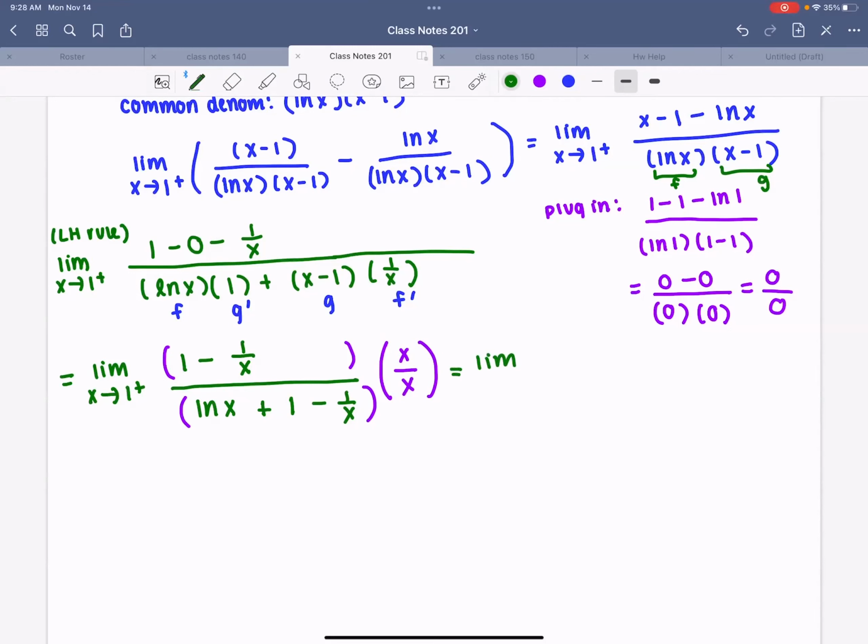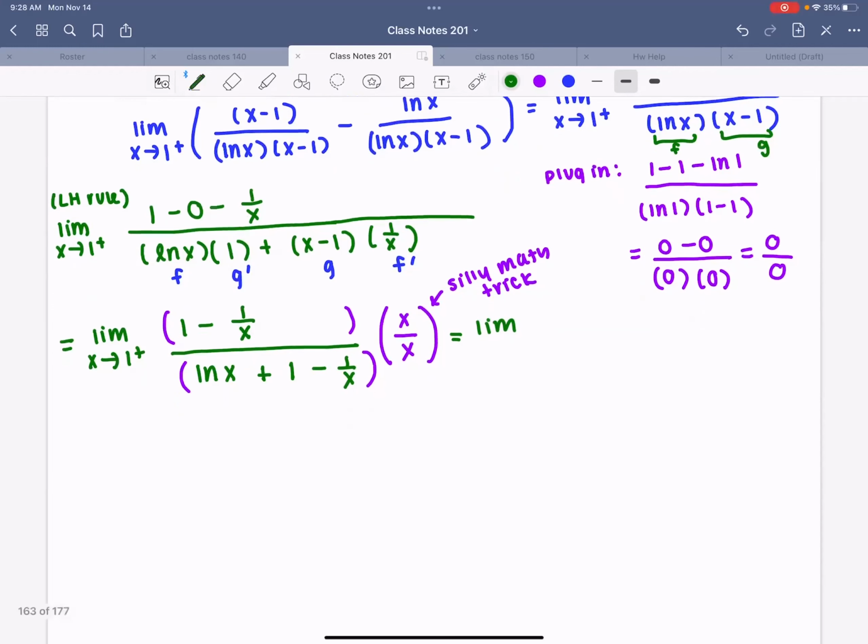This is just a silly math trick. You don't have to know how to do this. I won't give this to you on a test or quiz, but let's just keep going. This is the limit as x goes to 1 from the right of 1 minus 1 over x times x, over the natural log of x plus 1 minus 1 over x times x. So I just multiplied the x on top.